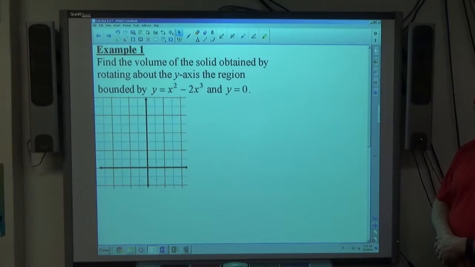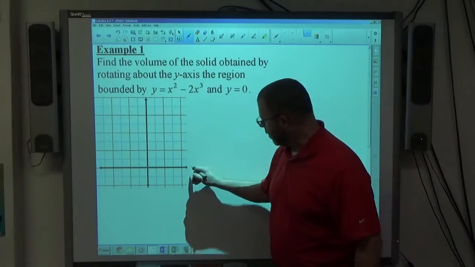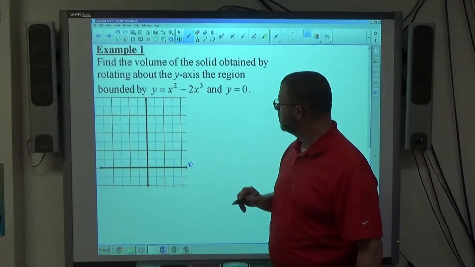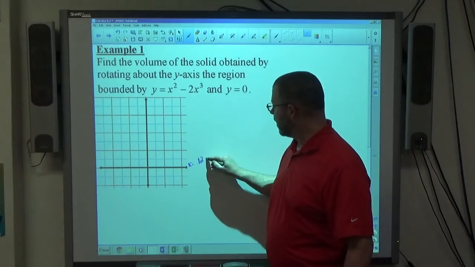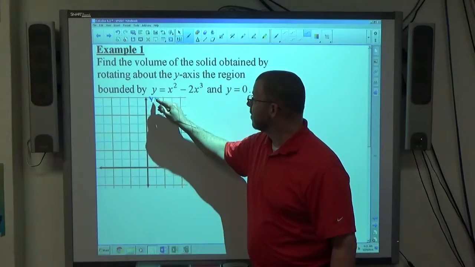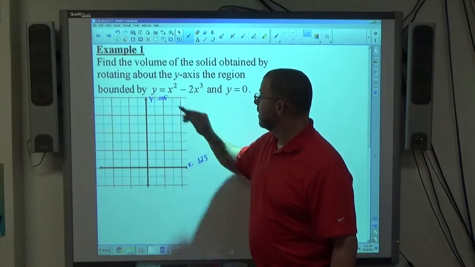Find the volume of the solid obtained by rotating about the y-axis, the region bounded by y equals x squared minus 2x cubed and y equals 0. And I gave you scales on this. What was the x scale? 0.125. And the y scale? 0.005. It's going to be really tiny.